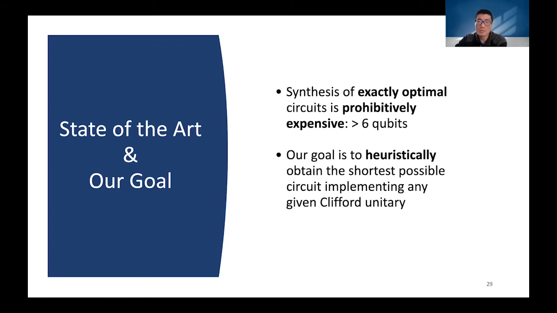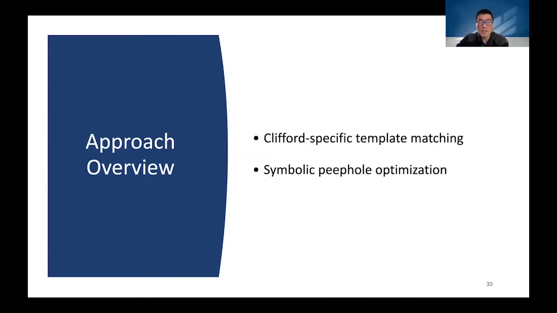And the strategy that people use for exact optimal synthesis is basically exhaustive search. So our goal for this particular work is to heuristically obtain the shortest possible circuit for any given Clifford unitary. We already know that it's prohibitively expensive, so we do not strive for an exact optimal. That's why heuristic methods are used. Again, we use two techniques in making up our proposed solutions. One is Clifford-specific template matching. The other is symbolic peephole optimization.